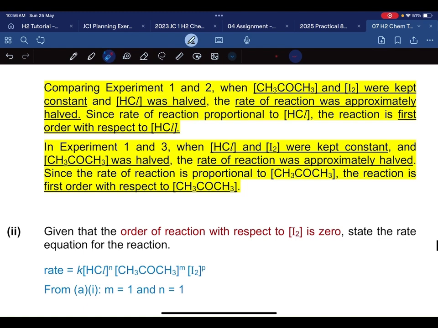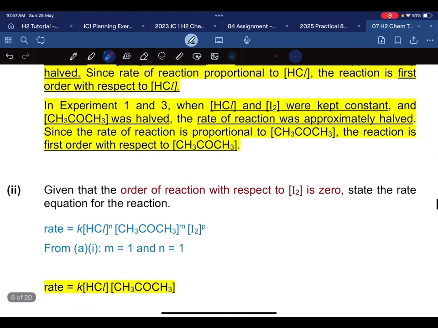To state the rate equation for the reaction, from our general rate equation, we already know the values of n and m from our calculation in part 1. You are also given that the order of reaction with respect to the iodine is 0. Therefore, our rate equation will look something like this. Please do not include the iodine, because iodine concentration raised to the power of 0 equals 1.